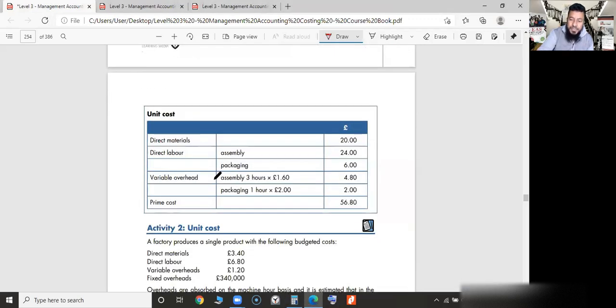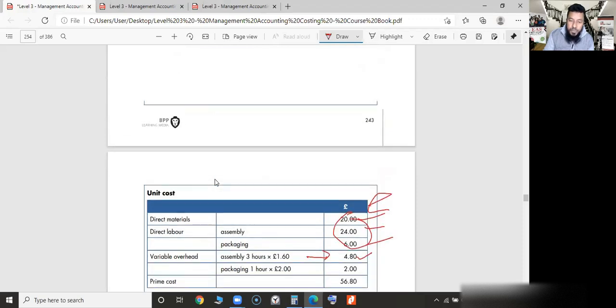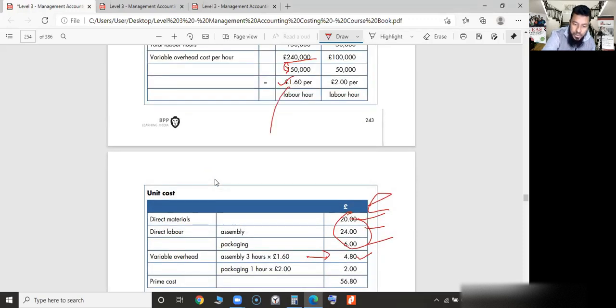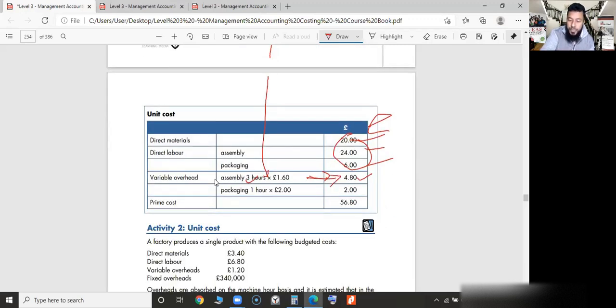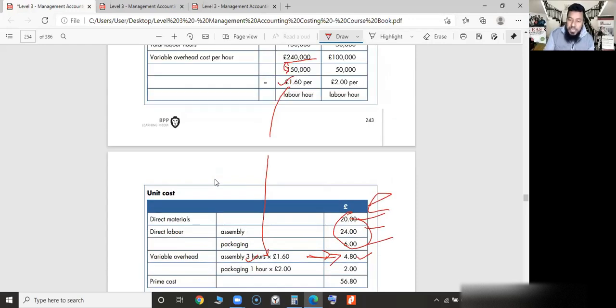Material and labor are just copy paste from the top, nothing much. But overhead, we said 4.8. How? Because 1.6 was the overhead absorption rate under variable cost or marginal costing, and you need 3 hours, so you get 4.8. And 1 hour needed to produce in the packaging department, which is £2.